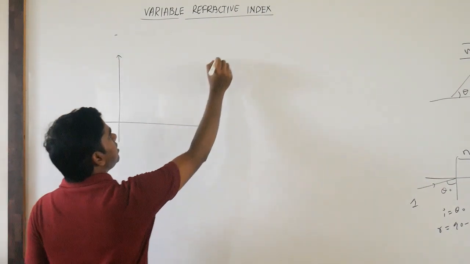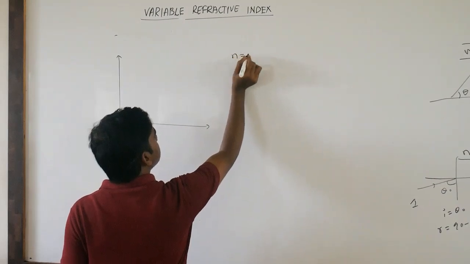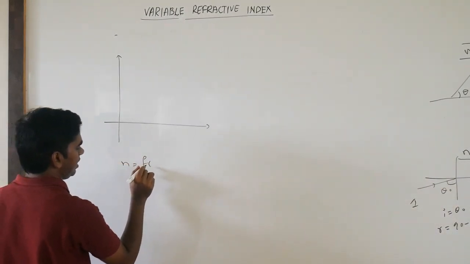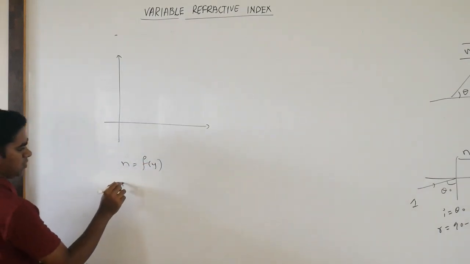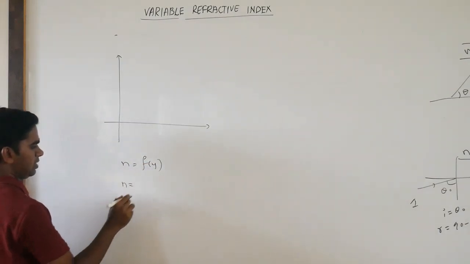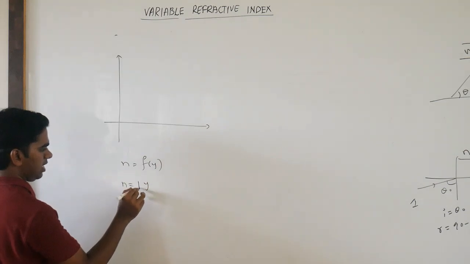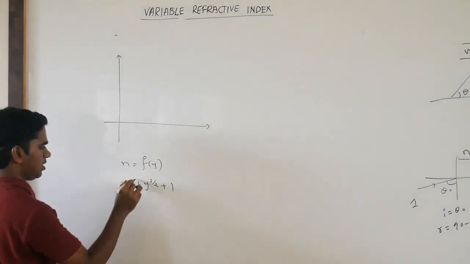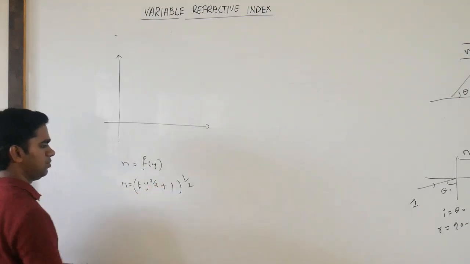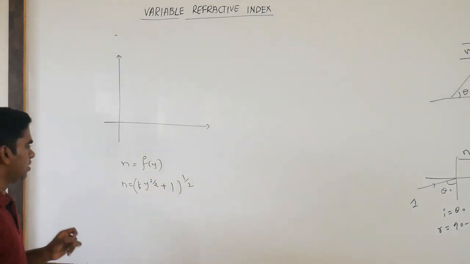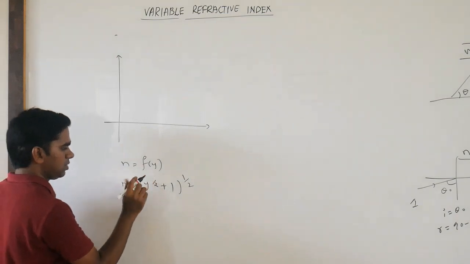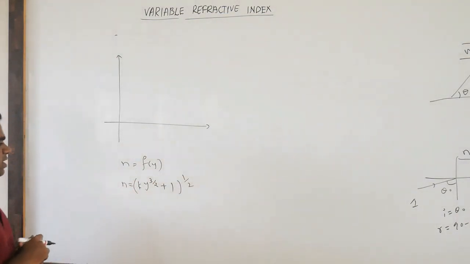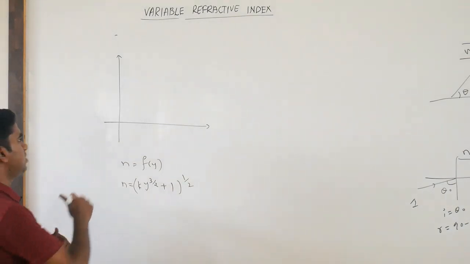Suppose n is given, that the refractive index is a function of y. So n equals something like y raised to k into y raised to 3 by 2 plus 1, whole raised to 1 by 2. So this kind of complicated equation they can give. This is how the refractive index depends on y. Now we have to write the equation of the path traced.